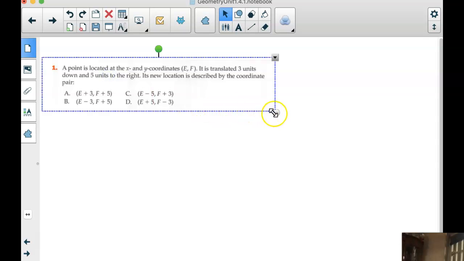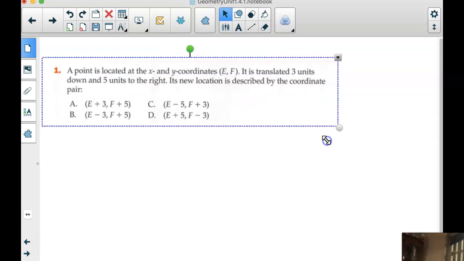Okay, a point is located on the XY coordinates, E, F. It's translated 3 units down. So up and down is the Y. Okay? And 5 units to the right. Right, left is the X.